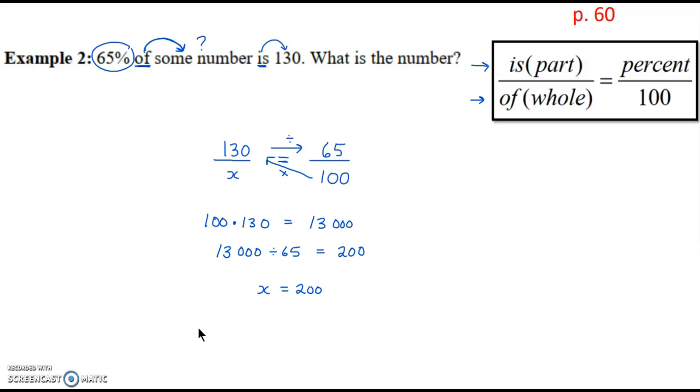130 over 200 is equal to 65% over 100. And that really works because 200 is double of 100 and 130 is double of 65. So we have a perfect proportion. We were able to solve using the percent proportion.